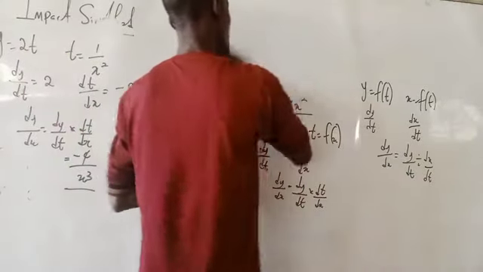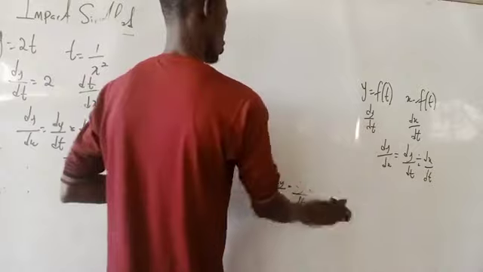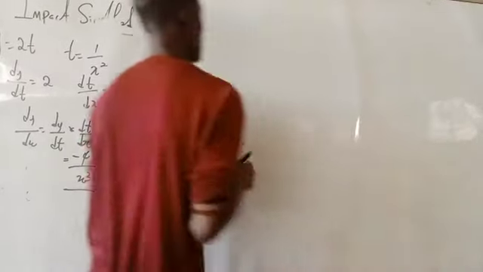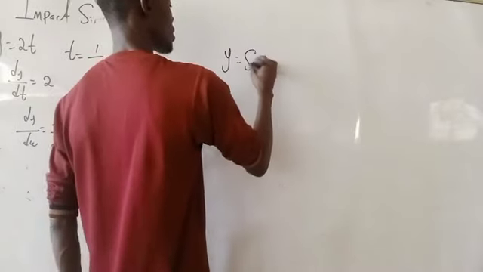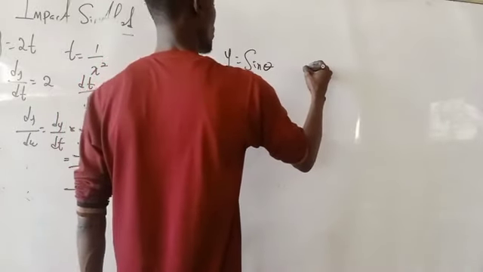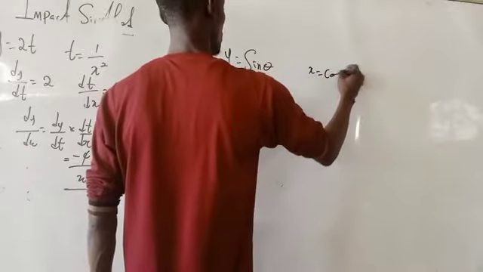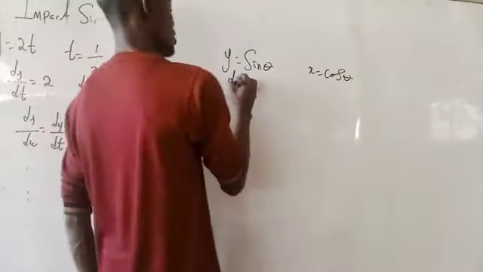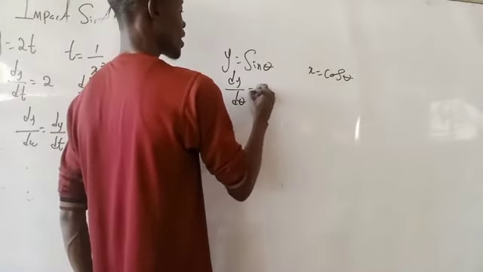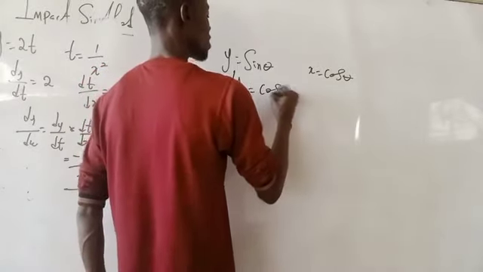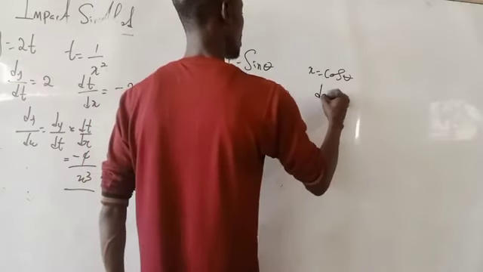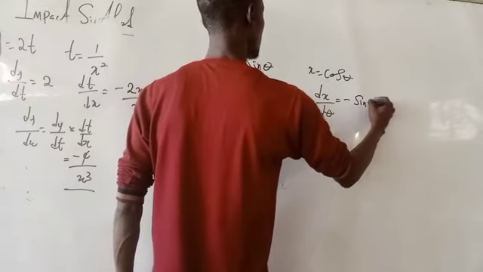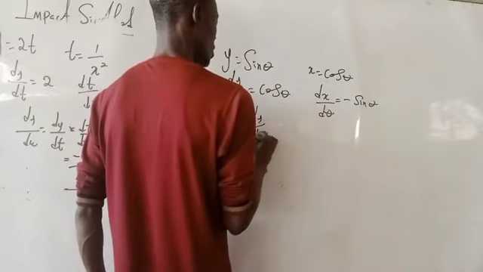Now, can they ask us a parametric equation involving trigonometry? Yes. And how can they ask us a question under that? Let's look at this. We have y is equal to sine theta, and x is equal to cos theta. They are asking us to get the value of dy/dx. That means you differentiate this, we have dy/d theta is equal to cos theta. And if you differentiate this, dx/d theta will give us minus sine theta.